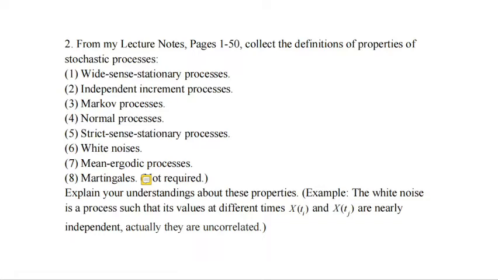Seventh, mean ergodic processes. Eighth, martingales. Explain your understandings about these properties. Example, the white noise is a process such that its values at different times x(t_i) and x(t_j) are nearly independent. Actually, they are uncorrelated.